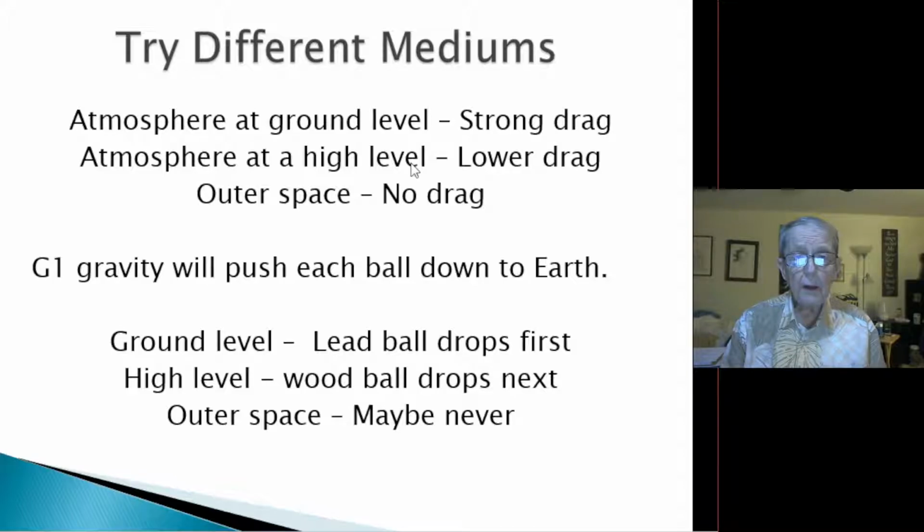You throw another one at the high level with lower drag, and in outer space there's no drag. Obviously, that's very difficult to do. It's conceptual, and you end up going through different mediums. On the ground, you get strong drag; it'll drop first, and at a high level, you have lower drag, and it'll drop next. And in outer space, no drag at all.